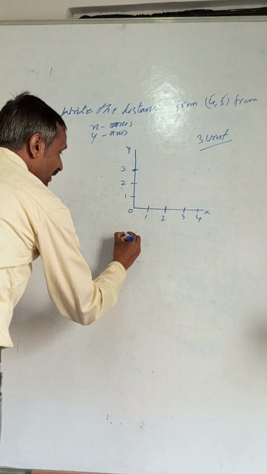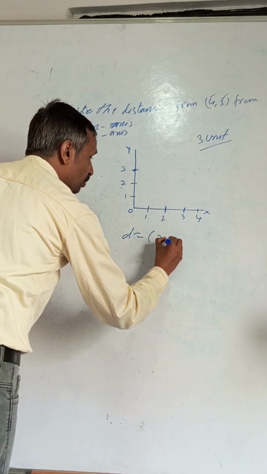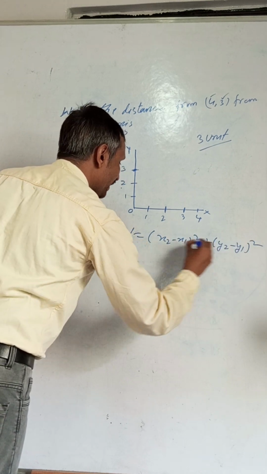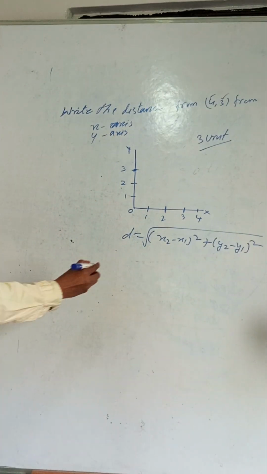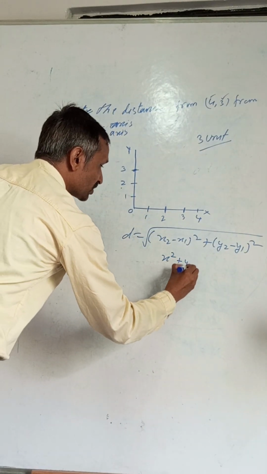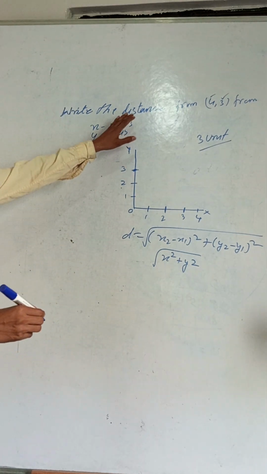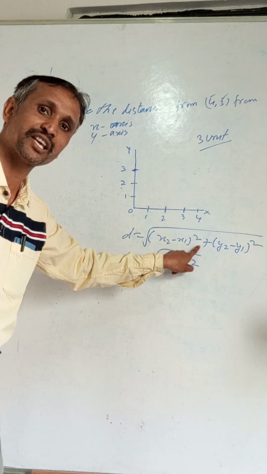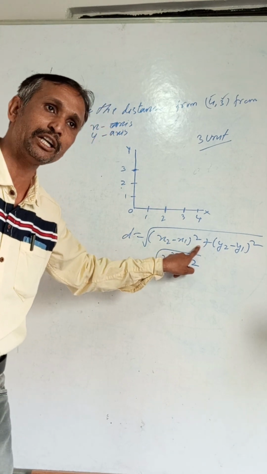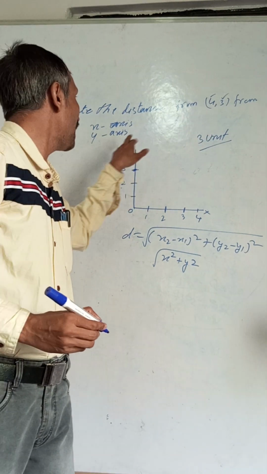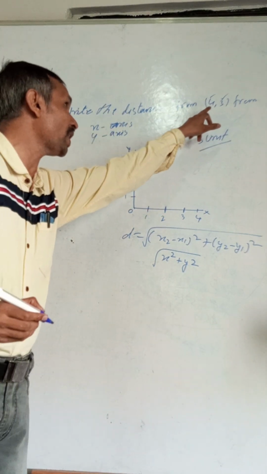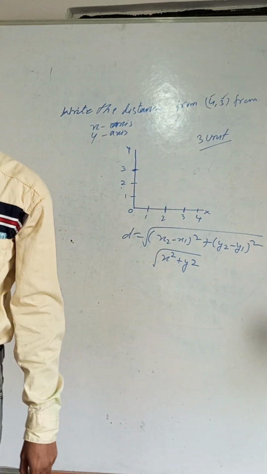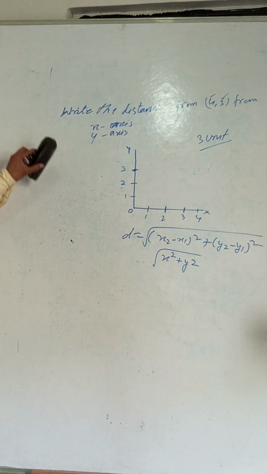Note that you cannot use d equal to the root of x2 minus x1 whole square plus y2 minus y1 whole square, nor the root of x square plus y square. Why? Because it is not asked from the origin. That is used only for the origin, or when both points' coordinates are given. Here it is asked from the x-axis, so you write the y coordinate. The y coordinate given here is 3, so it is 3 units. I hope you understand this one.